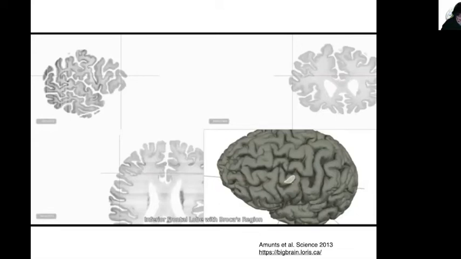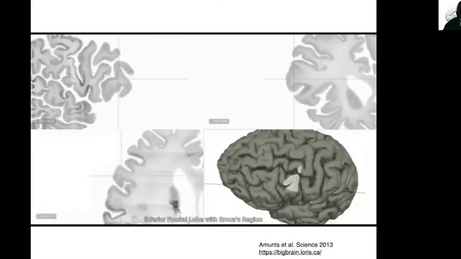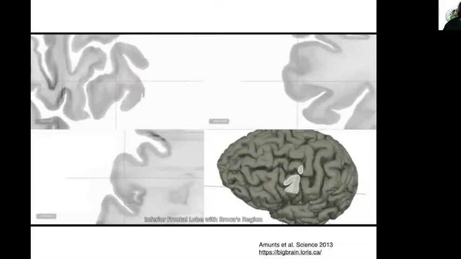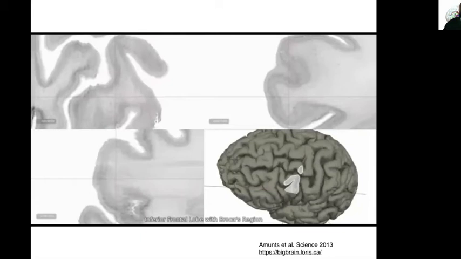The BigBrain is a resource that was published in 2013 of a single human brain that had been sliced into very tiny slices, giving you access to the microscopic resolution of the human brain. You can see here I've been magnifying in the Broca area, and we can see those different layers in the cortex, which is a grayish area. You can see at least 3 or 4 layers there. And you can actually play with this resource and learn a lot about what cytoarchitecture is.